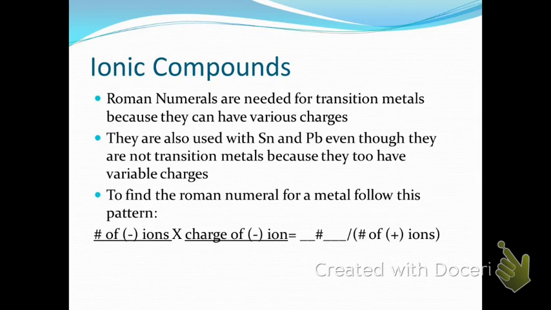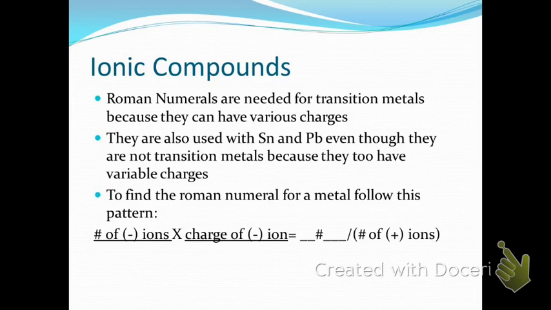When you want to find the Roman numeral for a metal and you have a compound already given to you, you're going to take the number of negative ions, multiply it times the charge of the negative ion, and you'll get a number. Then you divide that number by the number of positive ions.